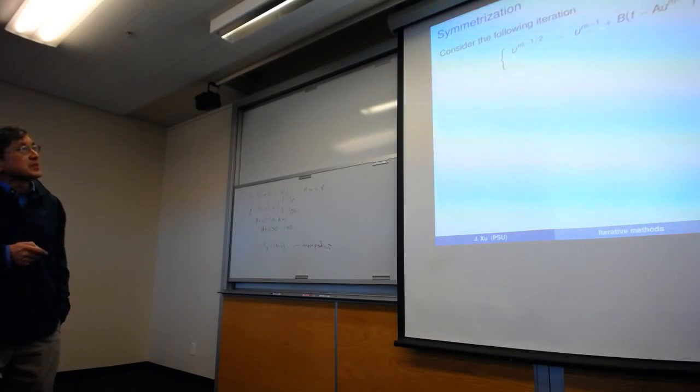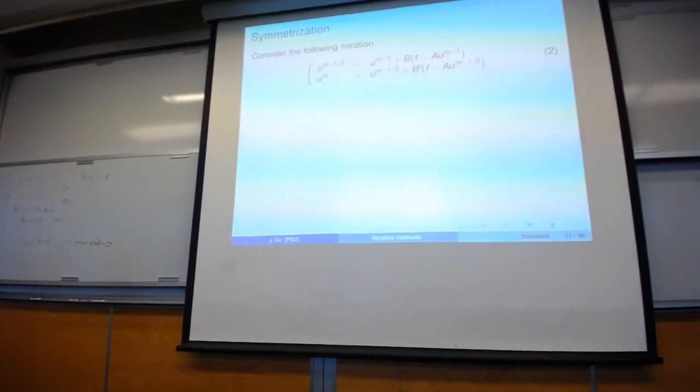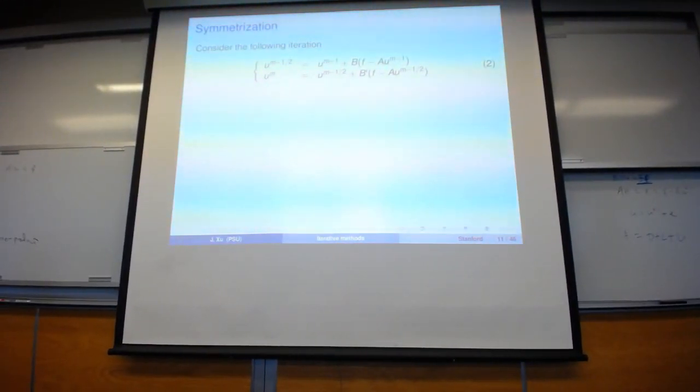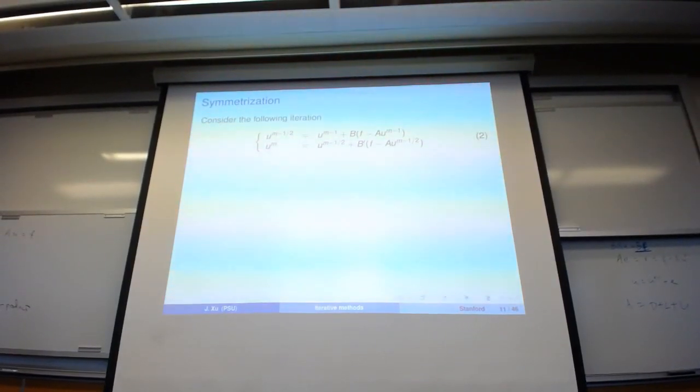So we're talking about symmetrization. What that means is that I do a half of a step with this iteration, and the next thing I do is the B prime. I didn't tell you this B has to be symmetric. If it goes outside of myself, indeed it's a lower triangular matrix. It's not symmetric. So I'm good. This is what I call a symmetrization, because A is symmetric positive definite, and B is not necessarily symmetric.